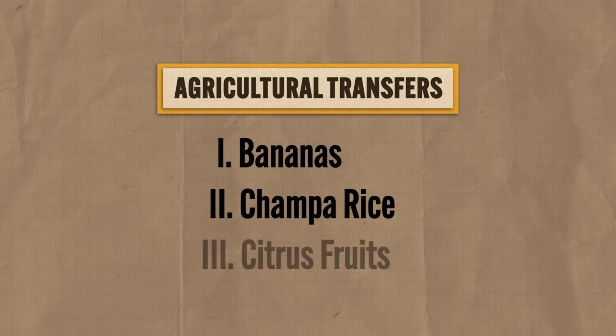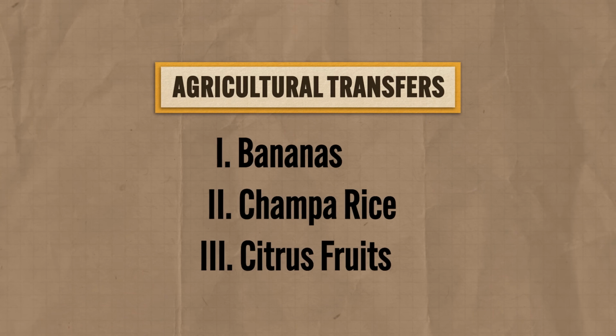And third, citrus fruits like the sour orange and limes were introduced by Muslim traders into Europe via the Mediterranean trade routes where they spread throughout Europe and North Africa. And again, the effects were more variation in diets, better health, etc.